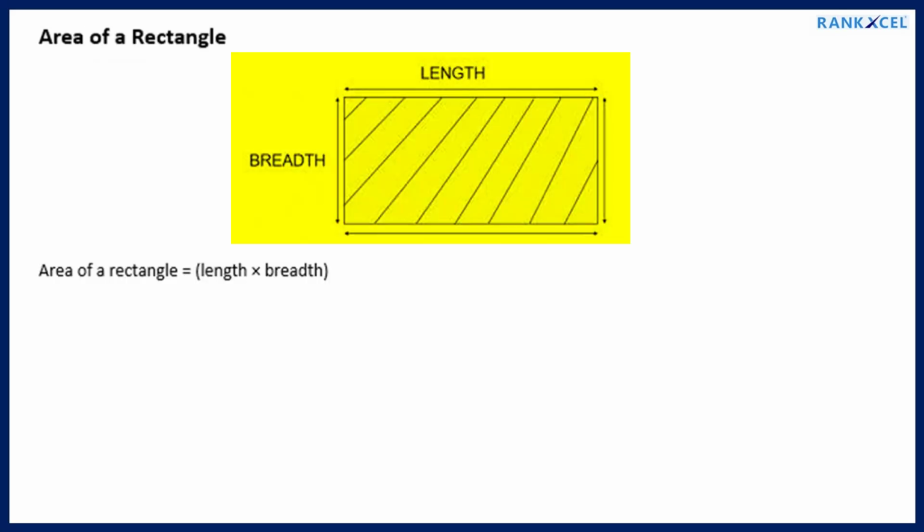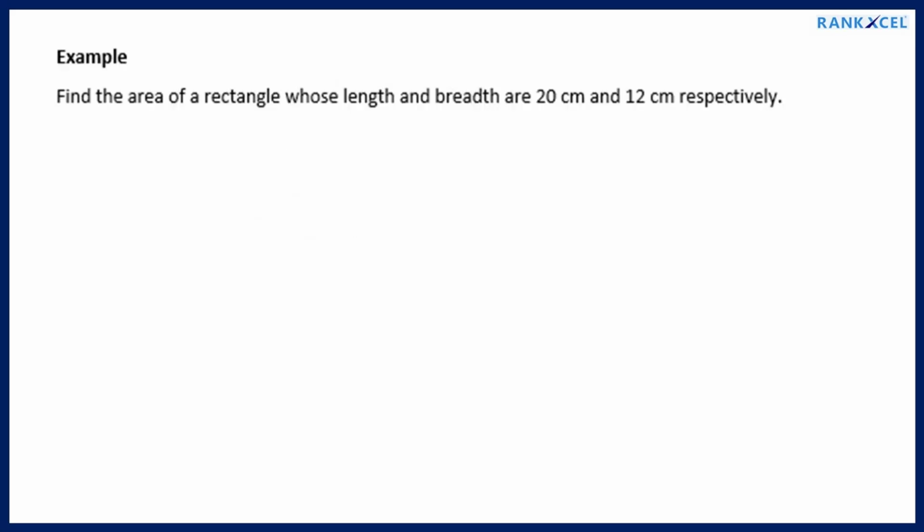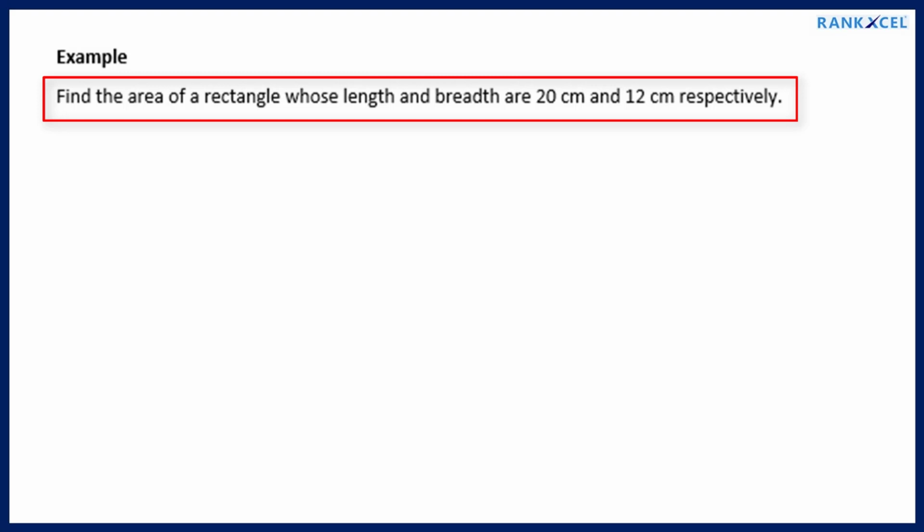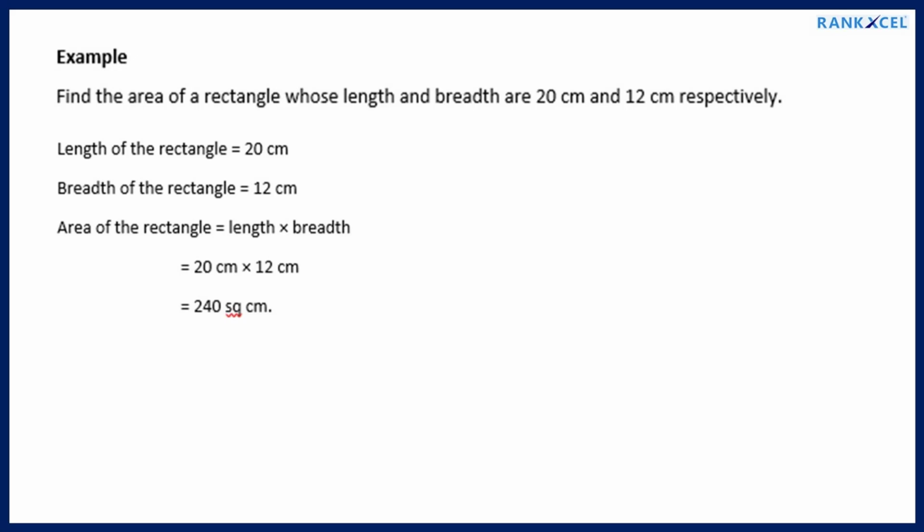Area of a rectangle. Area of a rectangle equals length times breadth. Example: find the area of a rectangle whose length and breadth are 20 cm and 12 cm respectively. Solution: length of the rectangle equals 20 cm. Breadth of the rectangle equals 12 cm. Area of the rectangle equals length times breadth equals 20 cm times 12 cm equals 240 square centimeters.